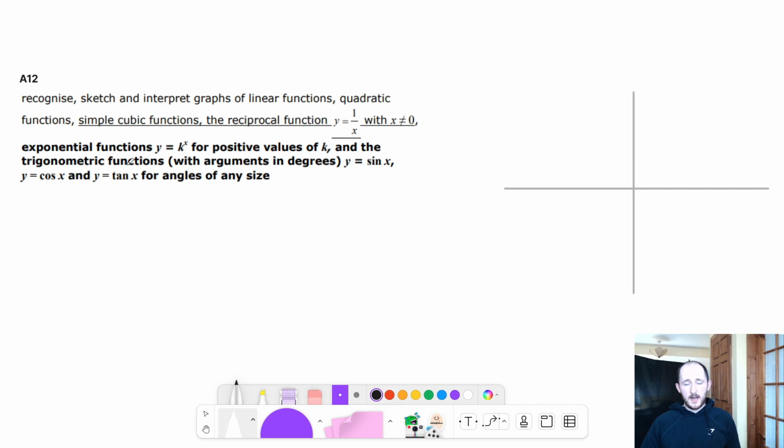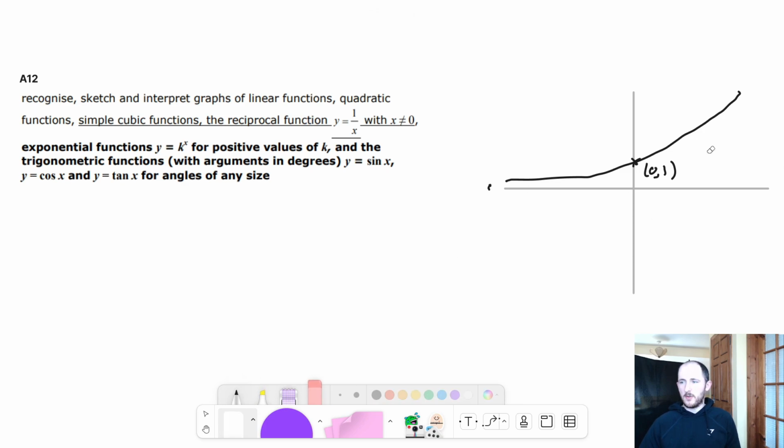For higher tier, you need to also know the exponential function. Well, all that always looks like is this. And it never touches the x-axis, and also it always crosses at y equals 1, because anything to the power of 0 is 1.